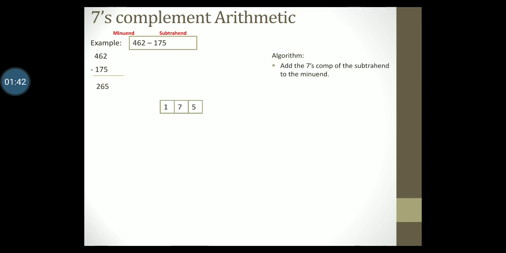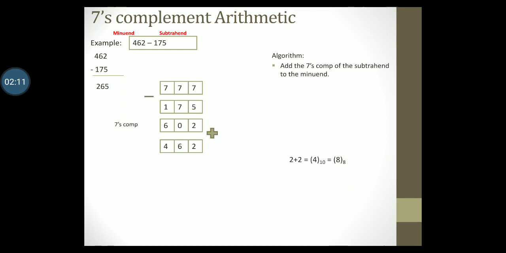The subtrahend in this case is 175. Find its 7's complement by subtracting each digit from 7. We get the answer as 602. The step also tells us to add this to the minuend, which is 462. So adding this up, we will get some answer. Now remember that this addition is in octal.